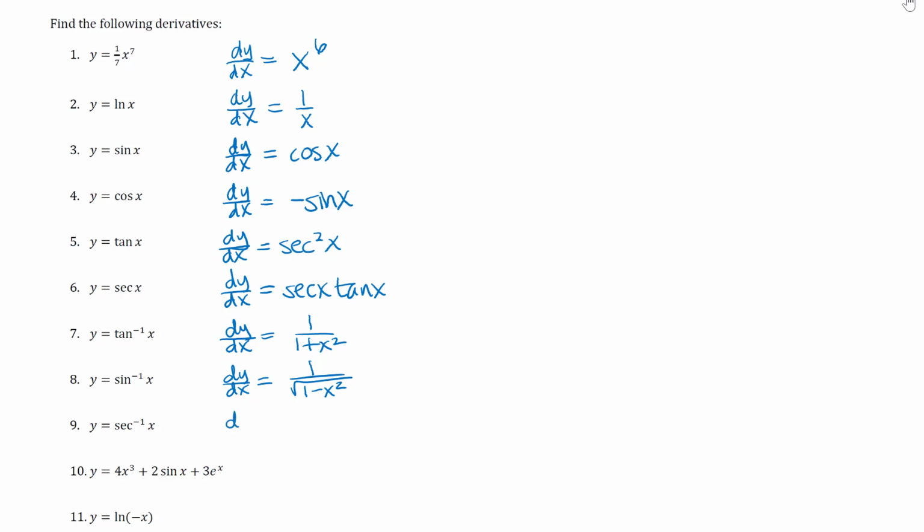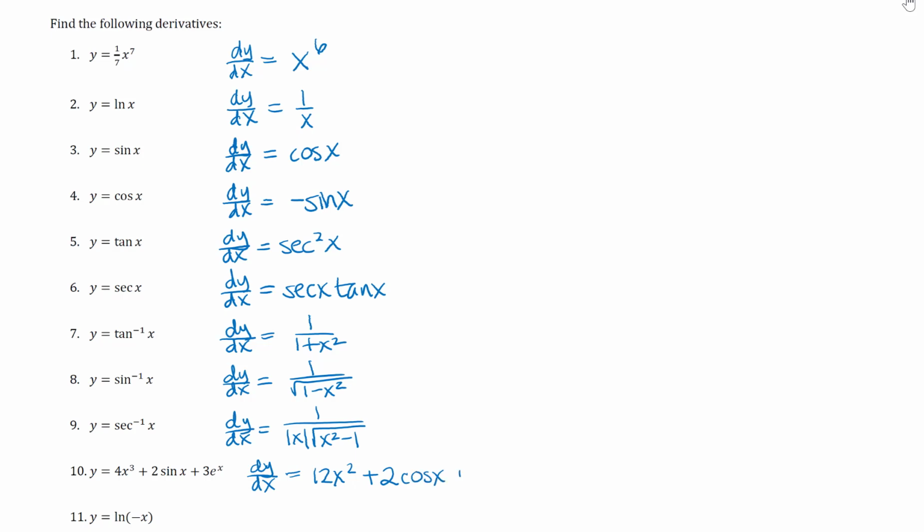Derivative of secant inverse of x, dy dx, equals 1 over the absolute value of x times the square root of x squared minus 1. All right, this next one, we've got a sum of functions here, but when we differentiate, we can just go through term by term, and those constants out front will just come along. So the derivative of 4x cubed, I'm going to just take that 4 times the 3, and I'll have 12, and subtract 1 from the exponent. And then on that next term, the 2 will just come along, then times the derivative of the sine function.